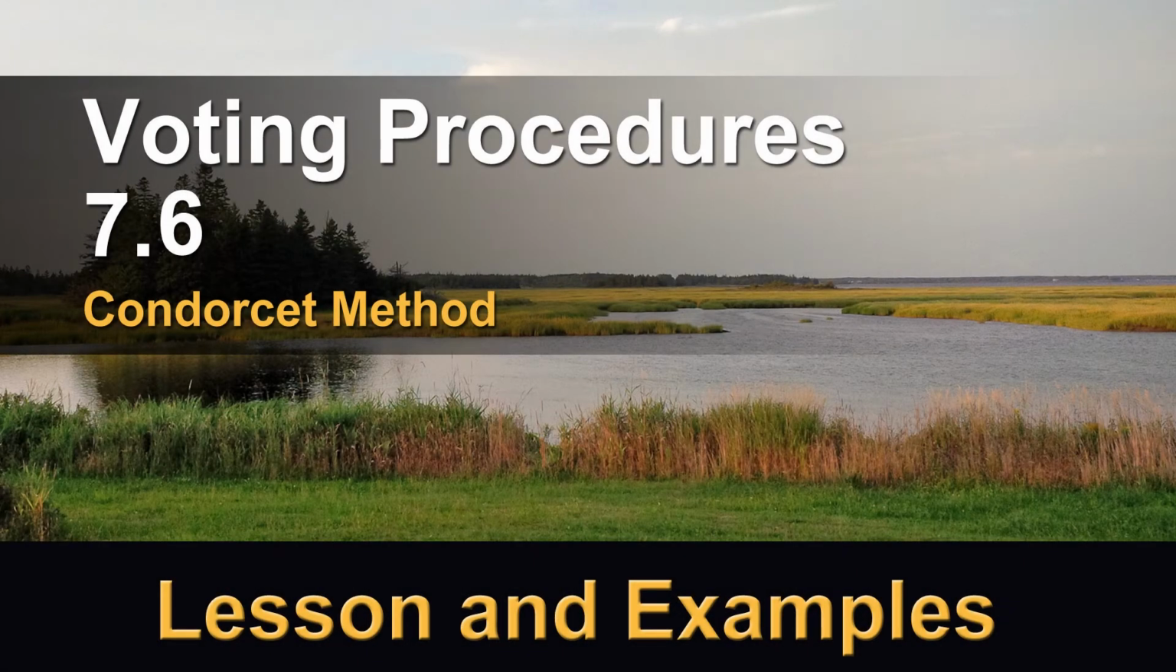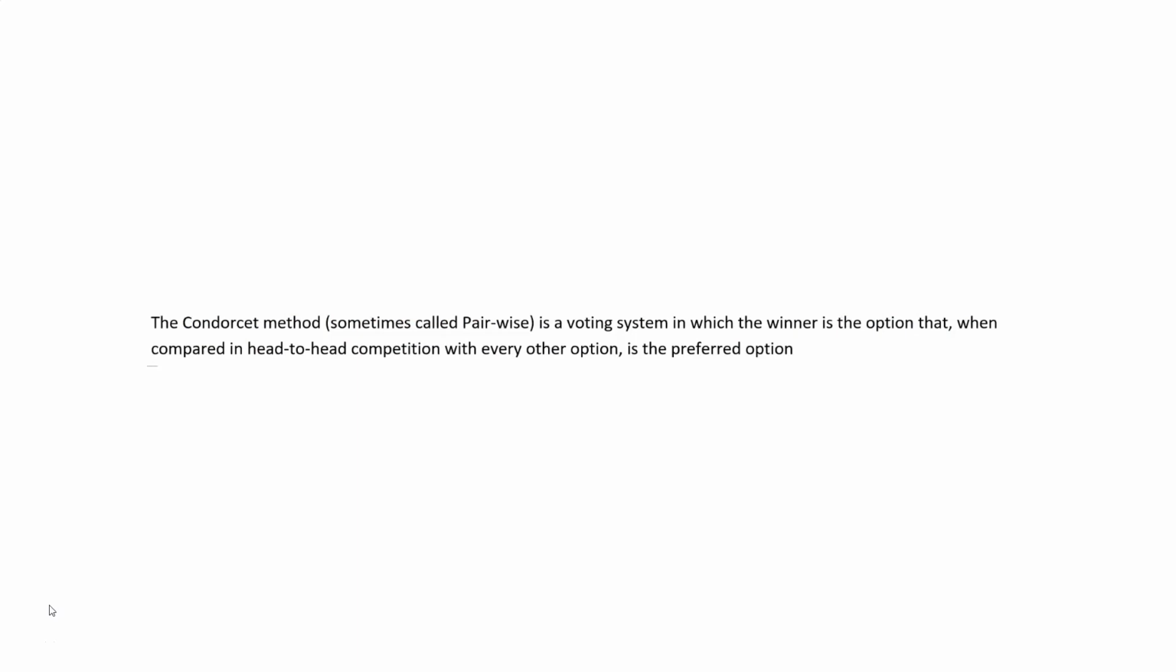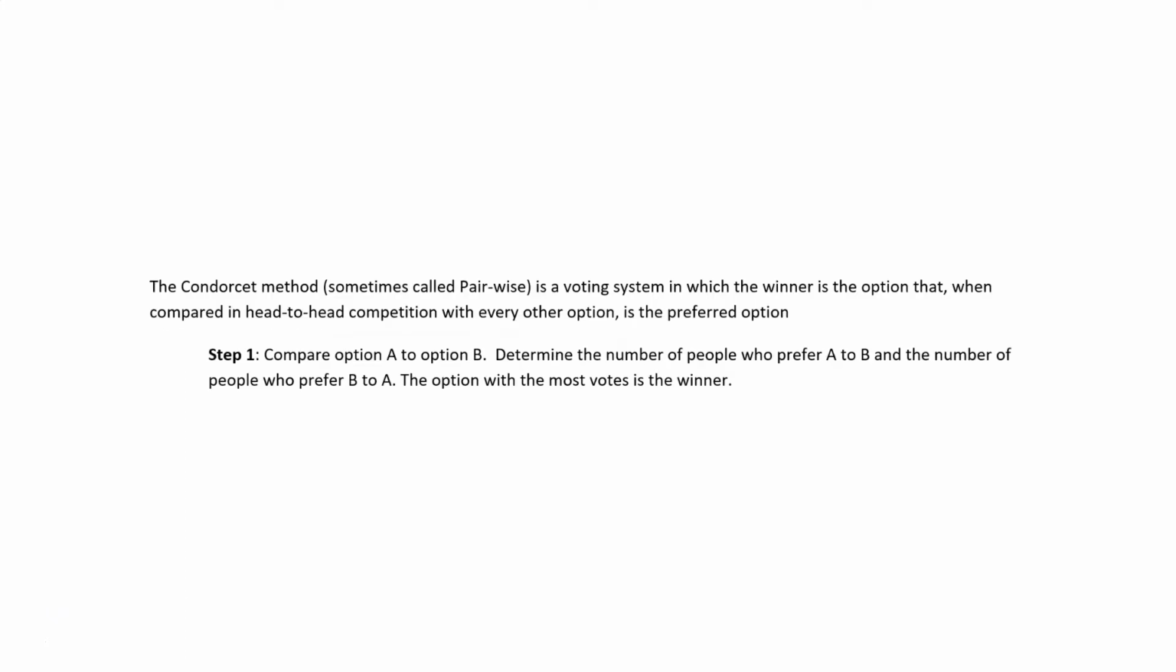Condorcet method. The Condorcet method, sometimes called pairwise, is a voting system in which the winner is the option that, when compared in head-to-head competition with every other option, is the preferred option. Step 1 is to compare option A to option B and determine the number of people who prefer A to B and the number of people who, conversely, prefer B to A. The option with the most votes is the winner.